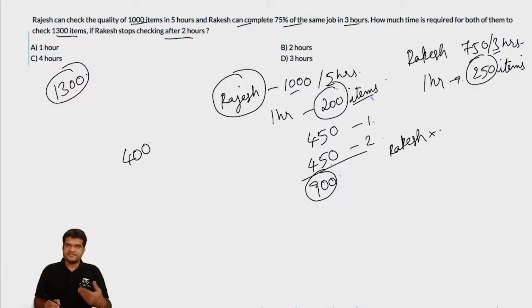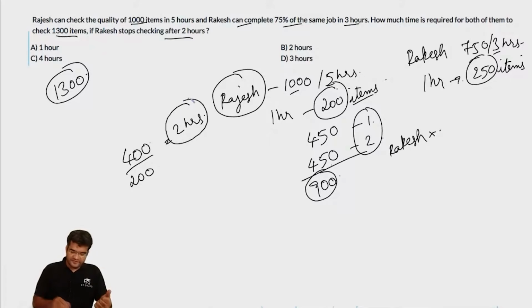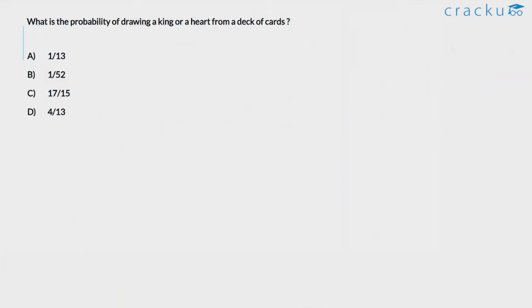So what is the additional time that Rajesh is going to take? It will be 400 divided by 200, which is equal to 2 hours. So both of them work together for 2 hours. And after that, Rajesh alone worked for 2 hours. So what is the total time that is required to complete this task? It will be 4 hours, which is 2 plus 2.